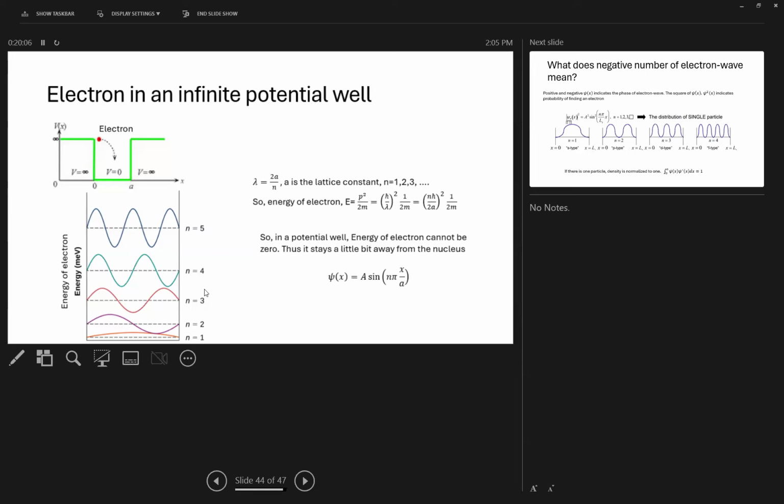Now we know that n is some integer value, starting from 1. It can take 2, 3, 4, any integer number, but it cannot be less than 1. So if n cannot be less than 1, that means the energy must have some lower limit. If I put n equal to 1, you will see that the minimum energy of an electron must be h squared divided by twice A whole square, divided by twice m. That is the minimum energy of an electron.